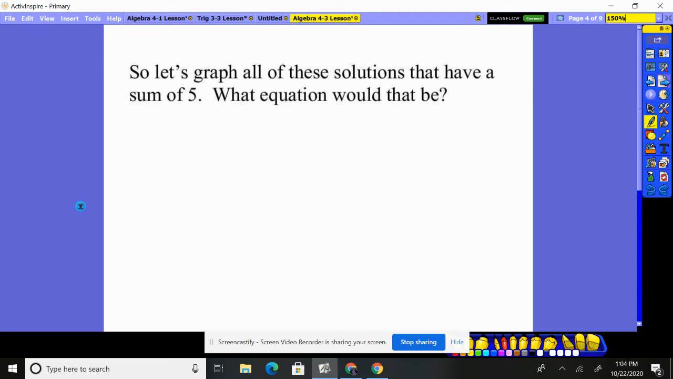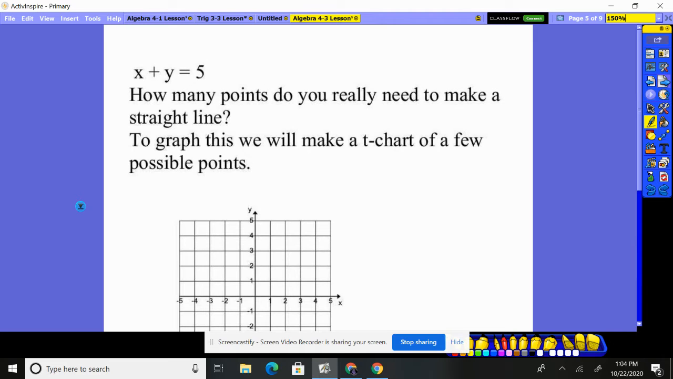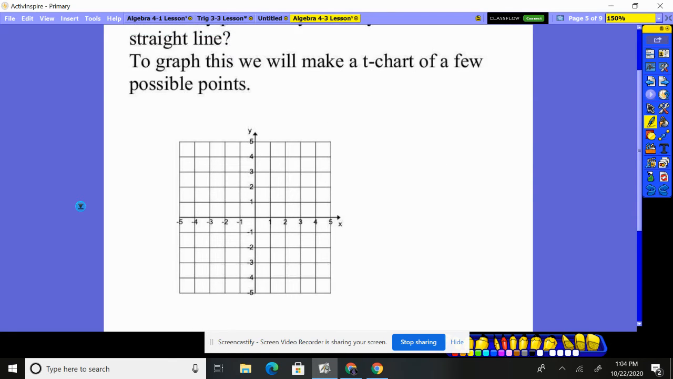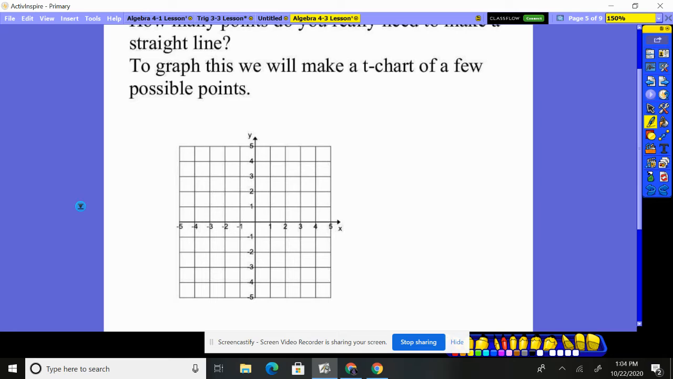Well, what equation would that be? It's going to be x plus y equals 5. Two numbers, x and y, add together to give us 5. So how many points do we really need in order to make a line? Because this is going to be a straight line. If you have a point here and a point here, you know what the line looks like. It goes like that. There's no way you can change that. So you really only need 2 points. That's all you need. But we're going to graph a few more just because it helps to check.